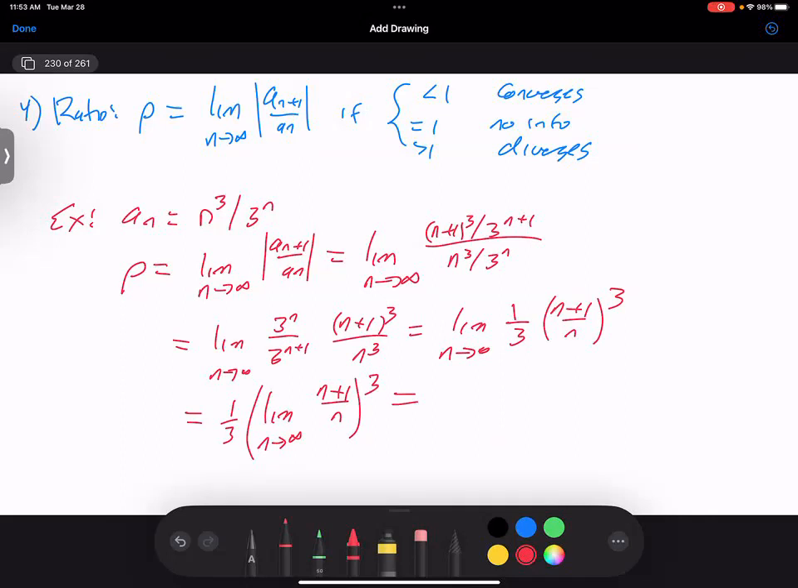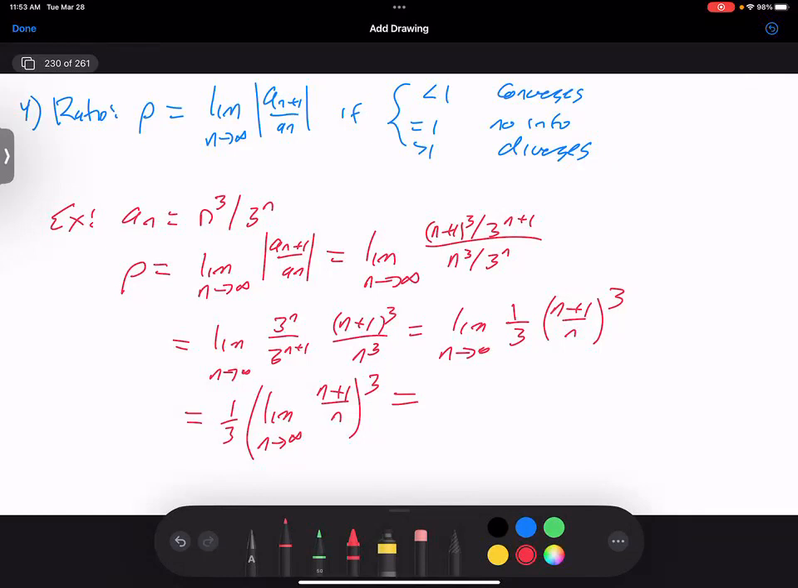As n goes to infinity, what does n plus 1 over n go to? Could you speak up again? Is it 1? Well, it's 1.